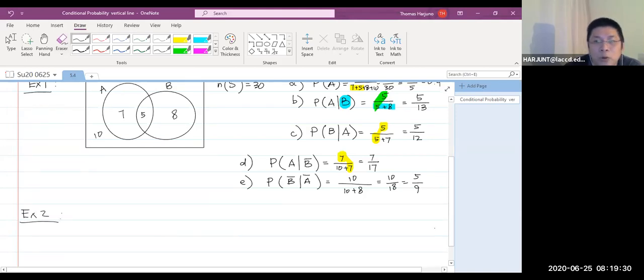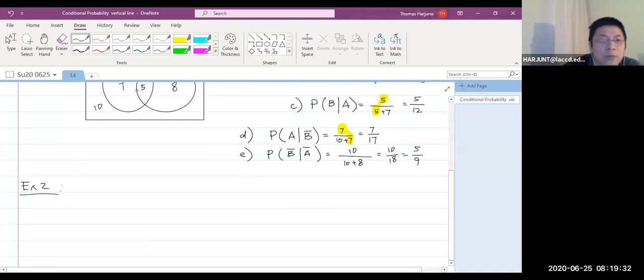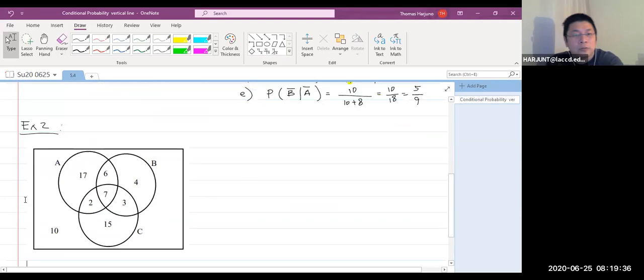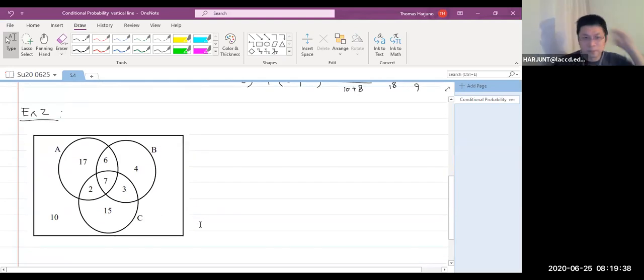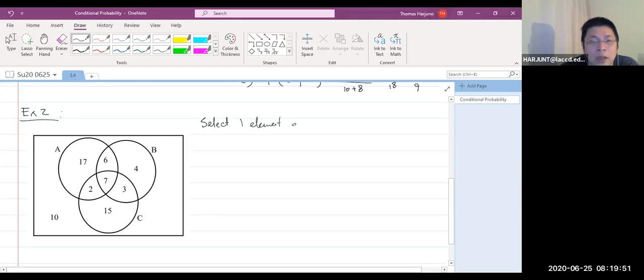Suppose we use the 3-circle Venn diagram. Remember the one we did yesterday? This one here. I think something similar to this. Okay, so select one element at random.